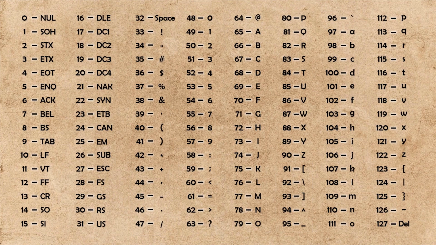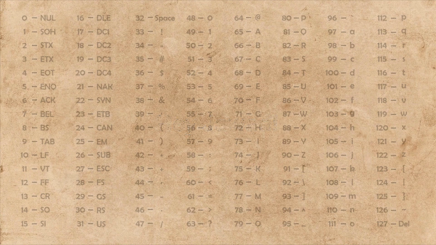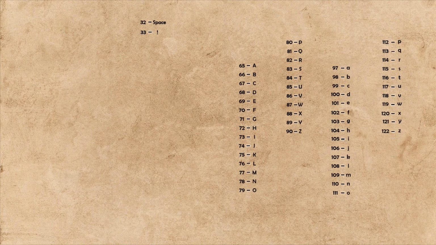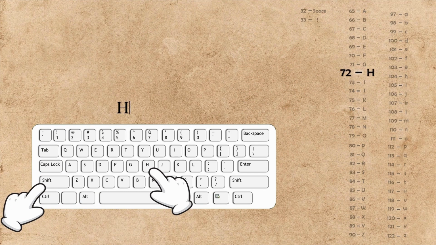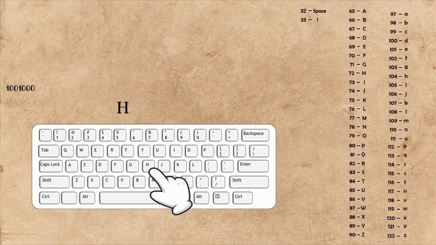Now let's input some text and see how the computer will interpret it. Let's input "Hey Jawad!" First we type the uppercase H. Its ASCII value is 72. The computer will convert it to binary as 1001000 and stores it.